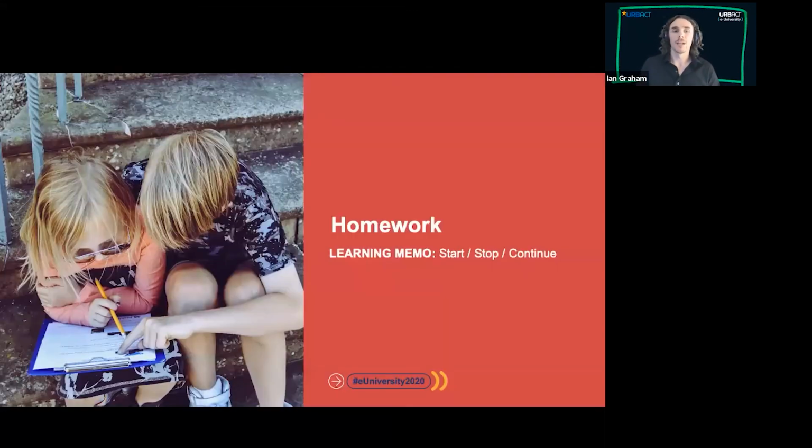Do think about the homework. You've got the learning memos again. Think about what you might start doing, stop doing, and continue doing, and there are some further prompts on there to think about how you can use what you've picked up today. If you get the chance now, spend two to three minutes doing that. It's really helpful to do while it's fresh, even if you plan to come back to it later. It can be really helpful just to structure that.